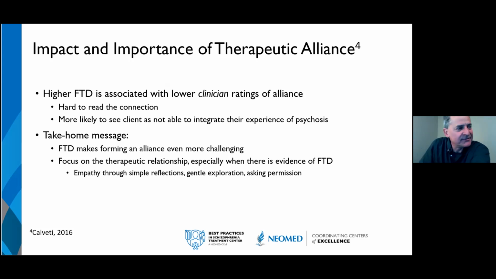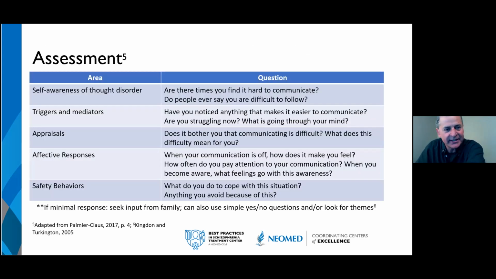The other thing that's interesting: I gave this presentation to another team yesterday, and what they said was that formal thought disorder can be there, but it's often not talked about as much. We talk about hallucinations or a paranoid thought, but the act of communication and its difficulties is sometimes not even addressed very much in session. So this is a way to have a context to do that.